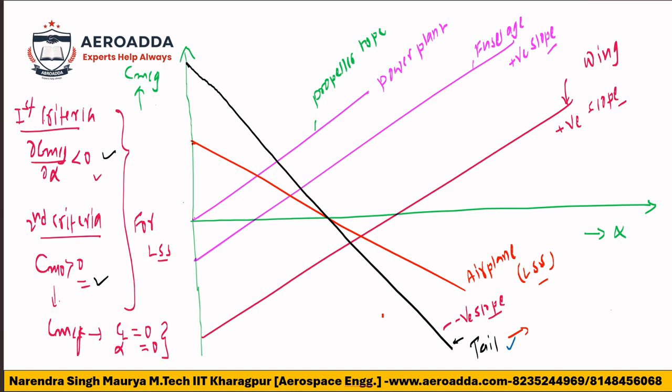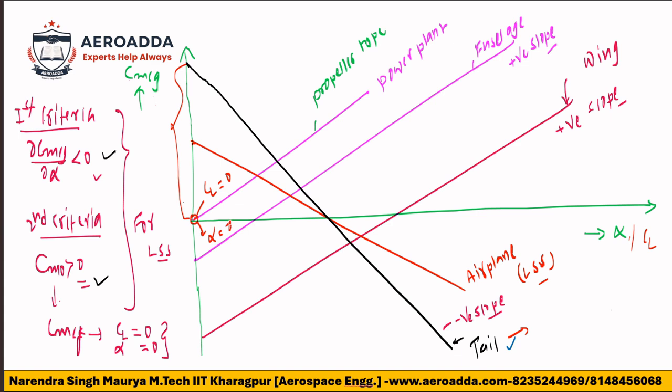Longitudinally static stable. That is my point here. I hope everybody here now agrees with this. Correct? Again, based on this, I have told you that CMCG will be zero when the value of alpha, or you can say CL, will be zero. So here, at this point, what is the value of CL? It should be zero. If the value of CL is equal to zero, then the alpha value will also be zero.